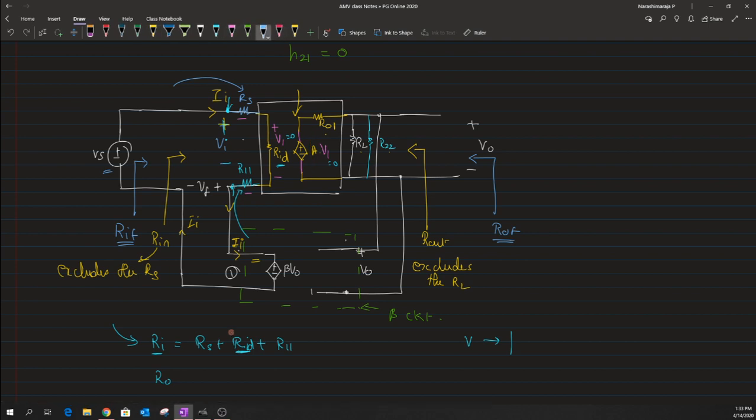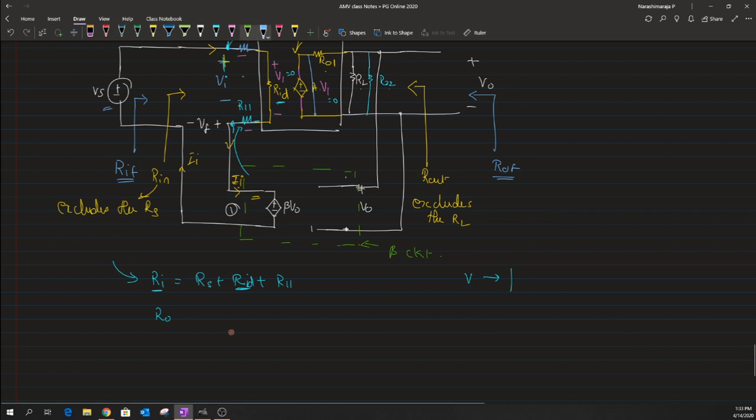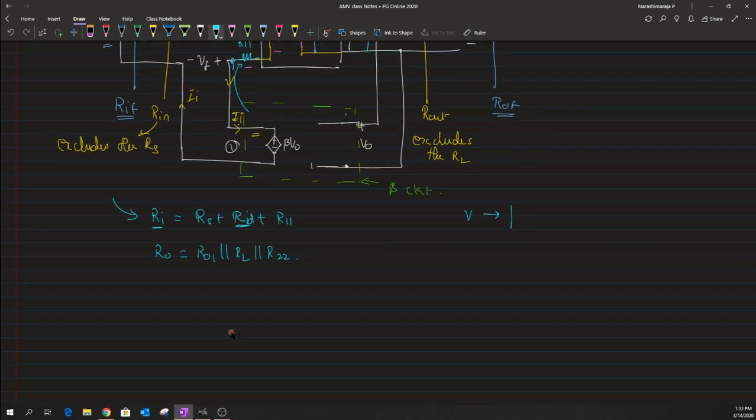While killing this V1, due to which let me write this expression, which is Rho1 in parallel with RL in parallel with R22. So now it becomes pretty simple for us to evaluate the RO, like RIF as well as ROF.